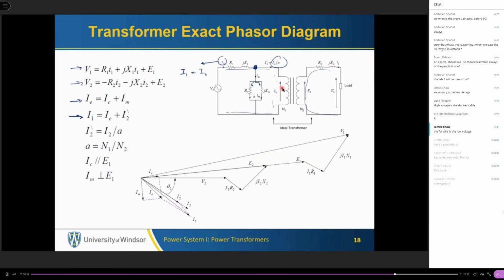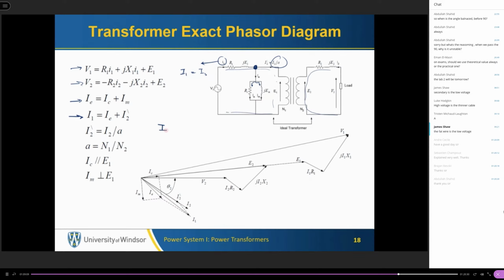We have E1, we have I2 dash. These are the starting point to draw the phasor diagram of the primary circuit. In order to get V1 we need I1. So what is the equation of I1? I1 is equal to IE plus I2 dash. We have I2 dash here. How to get IE? We can get IE using E1.